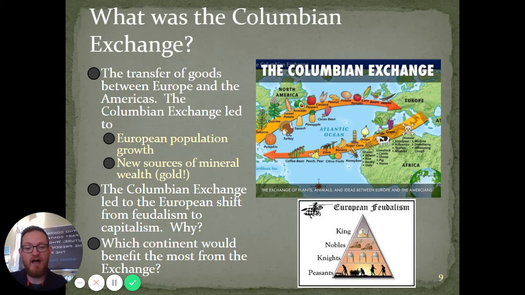So which continent would benefit the most from the exchange? Really, I think a lot of that is up to your own evaluation when you look at the products that would go between the two. For me, I would say that Europe would benefit the most, especially when you look at what happened here in North America and South America to the native groups, with the diseases that were brought over that really wiped out pretty much all their society. I would say that in the end, Europe really benefited the most from this system.